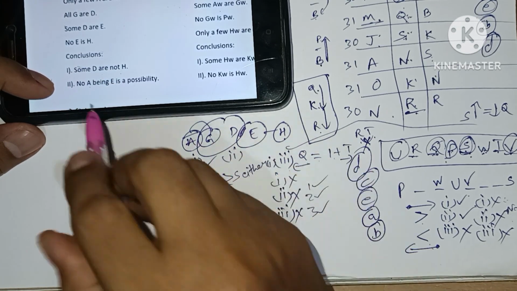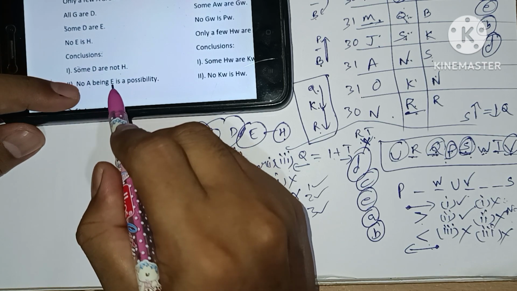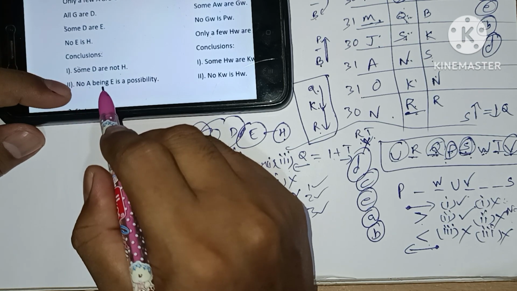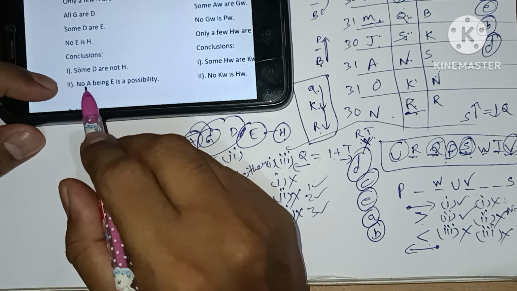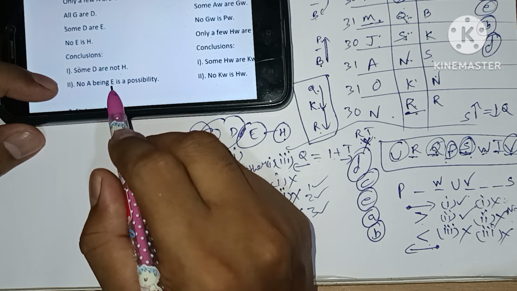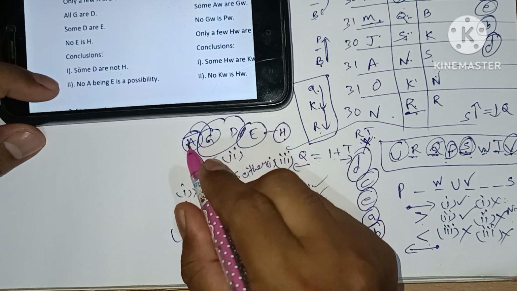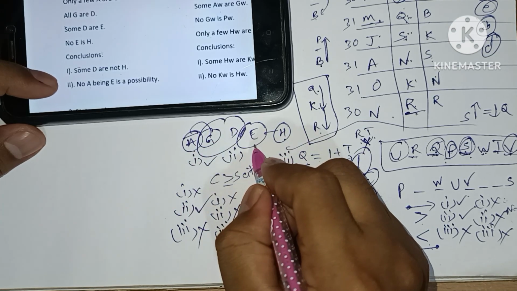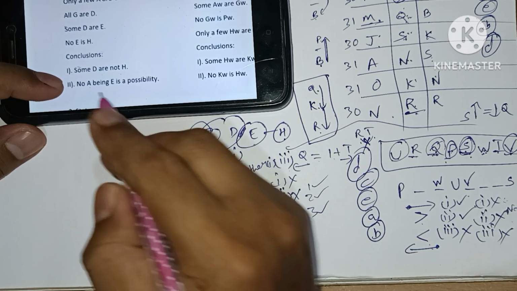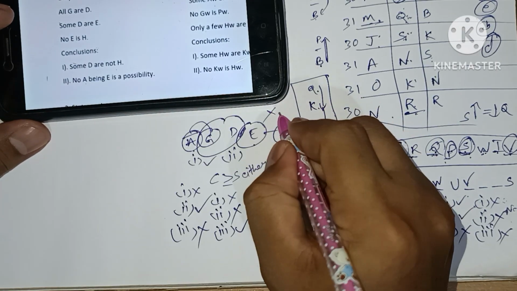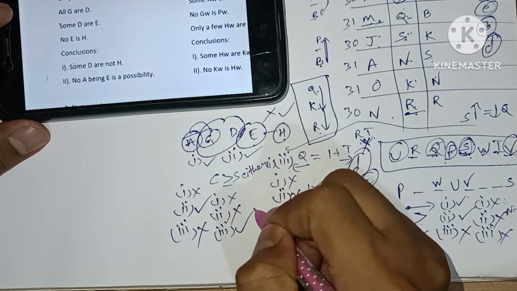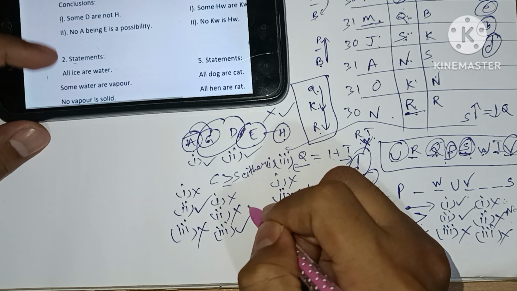Second conclusion, no A is E. No A being E is a possibility. What we check is some A can be E, some part of A can share with E. Yes, it is possible. Some case possible means no case fails. And talking about false as a possibility, then our answer is true. Okay, next second question.